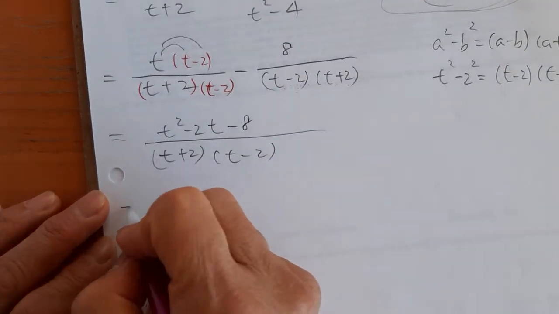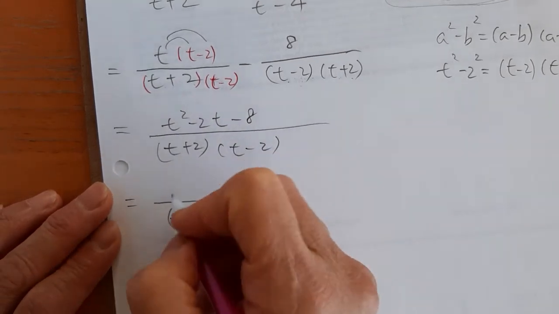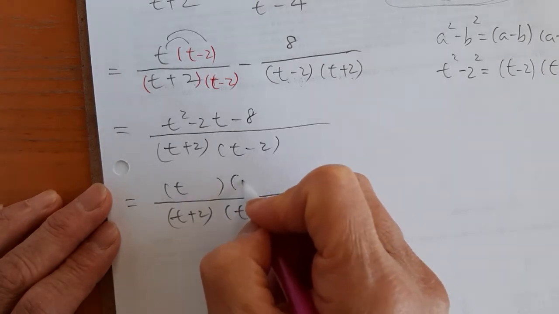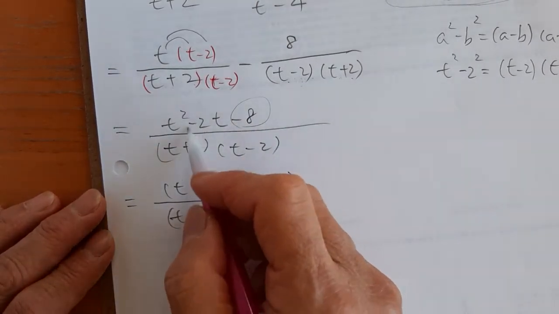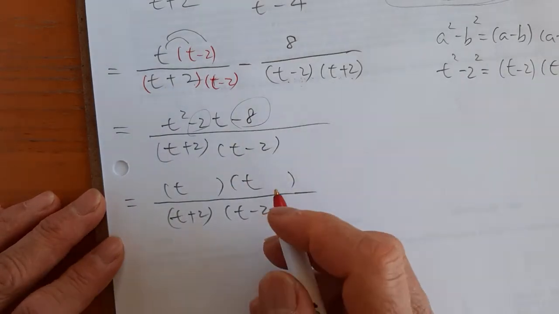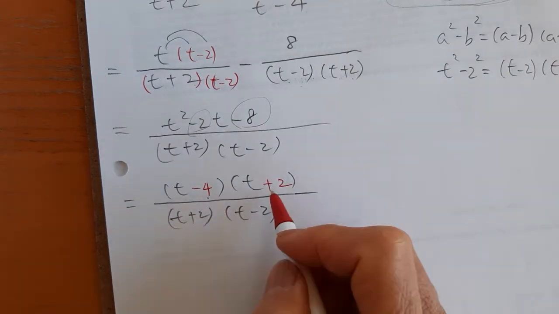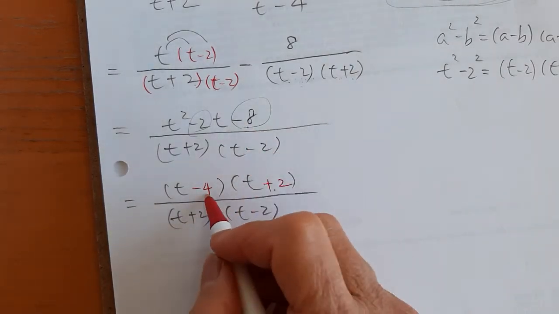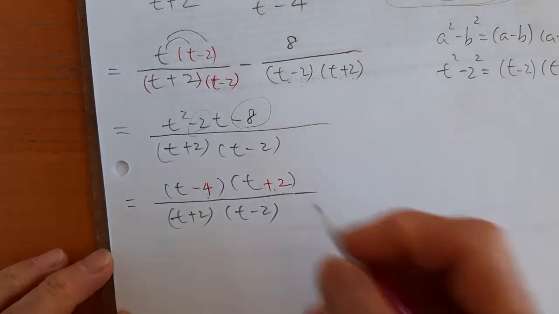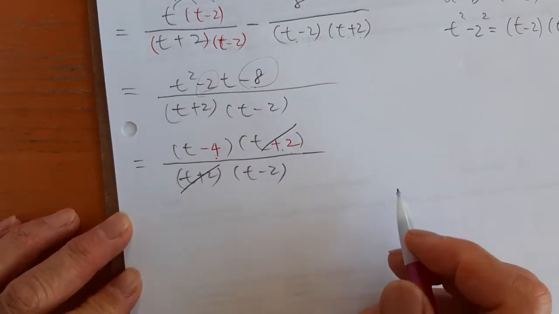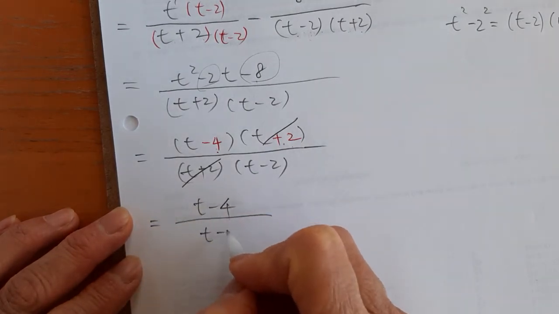And then factor the numerator. So the t plus 2, t minus 2, and t, and we need two numbers. Multiplied together, it's negative 8. Added together is negative 2. That will be minus 4. Negative 4 times positive 2 is negative 8. Negative 4 plus positive 2 is negative 2. Now we cancel the common factor, t plus 2. So we got t minus 4 over t minus 2.